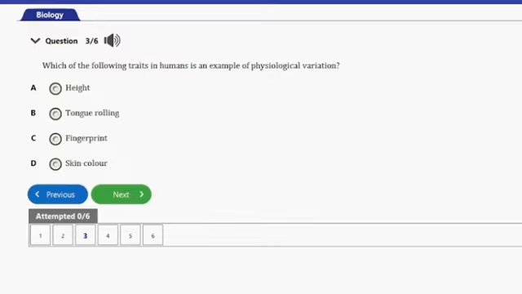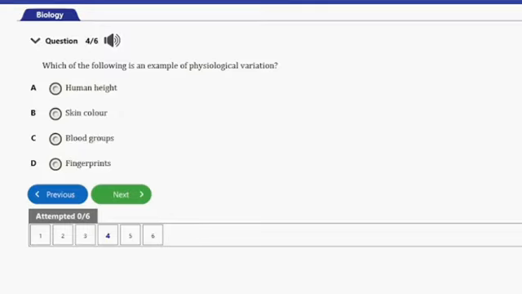That's question number 3 here. It says, which of the following traits in humans is an example of physiological variation? We have A. Height, B. Tongue rolling, C. Fingerprints, and D. Skin color. So guys, the answer to this question here is option B, and that's tongue rolling. So tongue rolling is an example of physiological variation out of all the options listed here. So let's go ahead and consider the next question, guys.